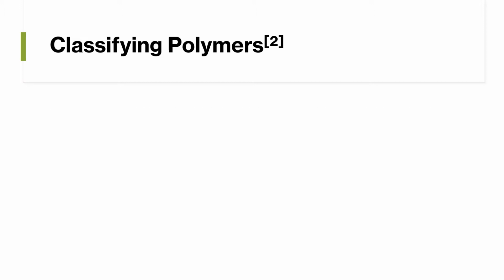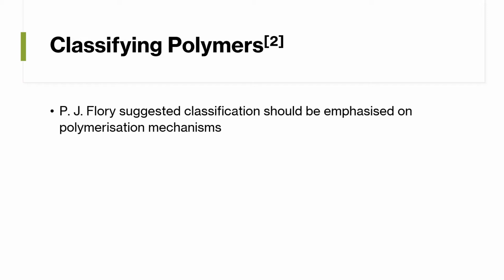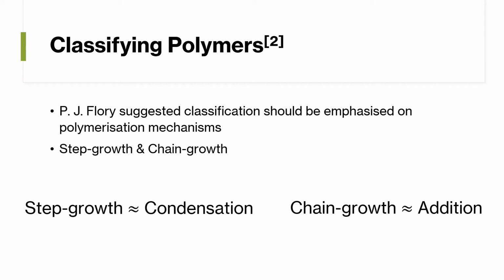The next classification method is just a slight alteration to the first. P.J. Flory suggested that classification should be emphasised on the mechanisms of the polymerization reactions. So, he reclassified polymerizations as either step growth or chain growth reactions, each of which roughly correspond to condensation or addition in Carothers' scheme, although there are a few exceptions to this. But how do these reactions work?